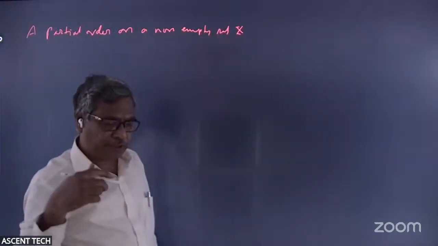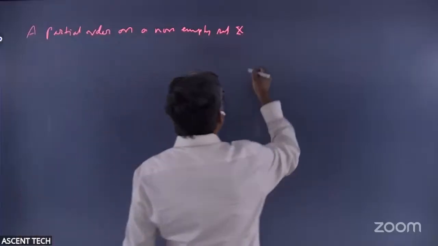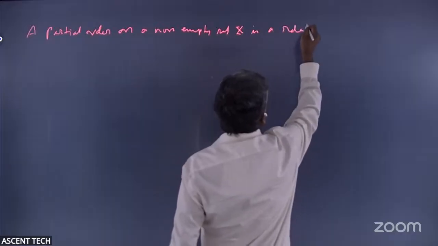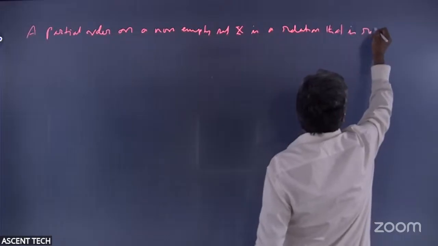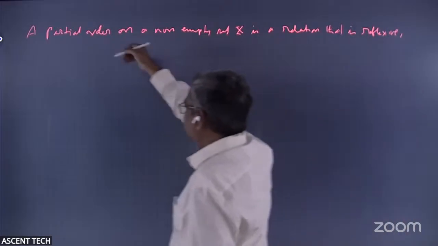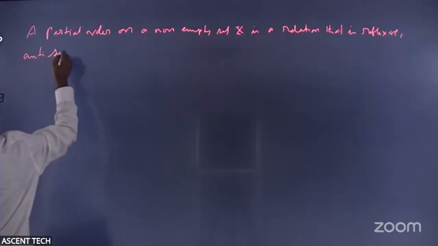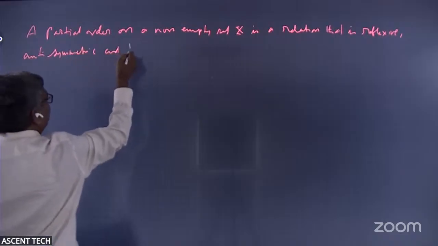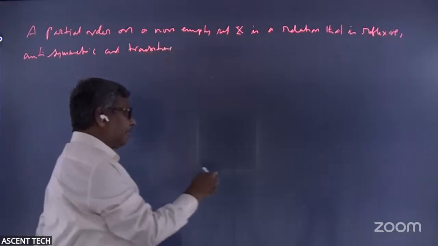A partial order is a relation which is reflexive, antisymmetric, and transitive. Is a relation that is reflexive, antisymmetric, and transitive. And I'll briefly say what this relation means.